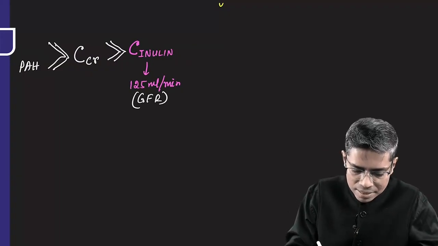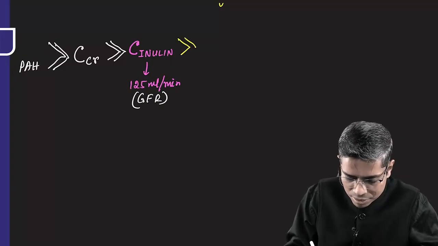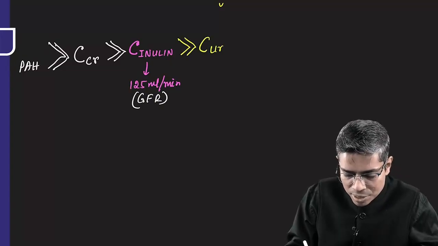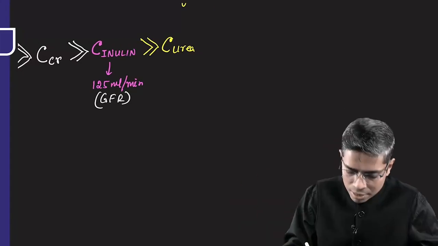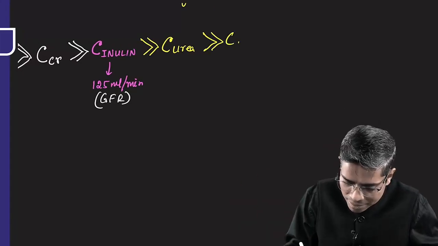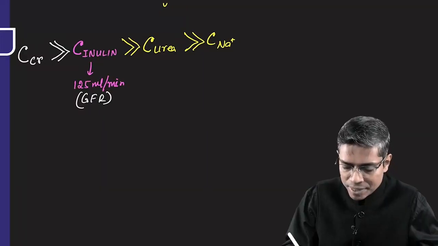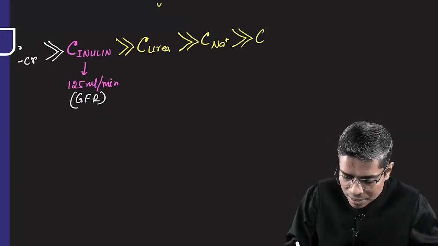Now clearance is lesser than this. What are those substances you know so far? Clearance of urea, 50% reabsorption. The more the reabsorption, the lesser the clearance. Then clearance of sodium, 99% reabsorption. Okay. And clearance of glucose, clearance of amino acid, 100% reabsorption.